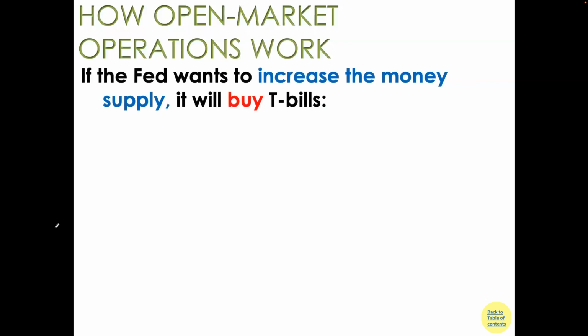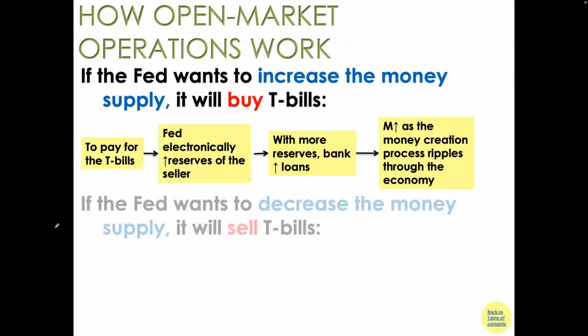So to summarize, look at here. If the Fed wants to increase money supply, they buy Treasury bills. If they want to decrease money supply, they sell. Let's see how this works. When the Fed buys Treasury bills, T-bills for short, the Fed basically electronically increases the reserve of the seller, meaning the commercial bank. Now the commercial bank has more reserve, or a bit more deposit in the central bank. What can they do? They're going to lend out more. So there is more money floating around in our economy.